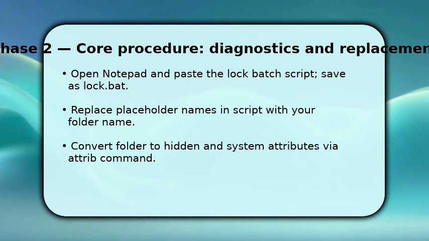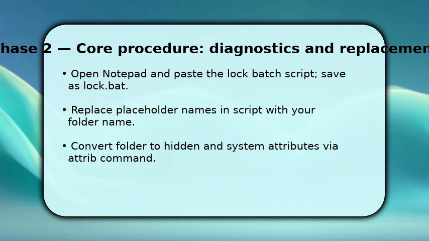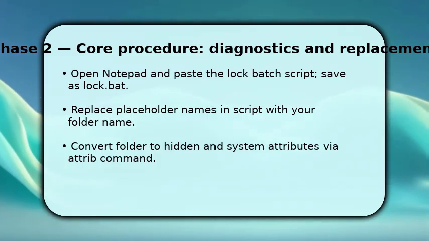The script will set hidden and system attributes using attrib, then prompt for a password, so hide the batch file by moving it outside or renaming it to something less obvious.